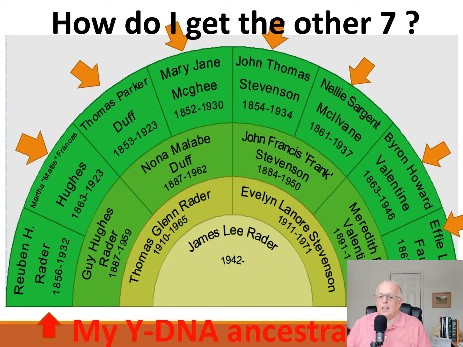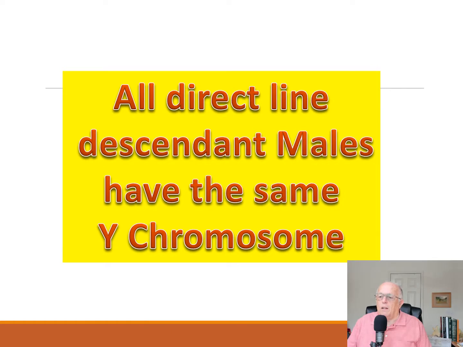And how do I get these DNA values so I can figure out my genealogy, confirm my genealogy, prove whether I have mistakes in my genealogy or not? That's going to be a large part of our conversation as we move forward through this class. All direct line descendants of a male, like I just showed on the previous slide, have the same Y chromosome. It passes from father to son.